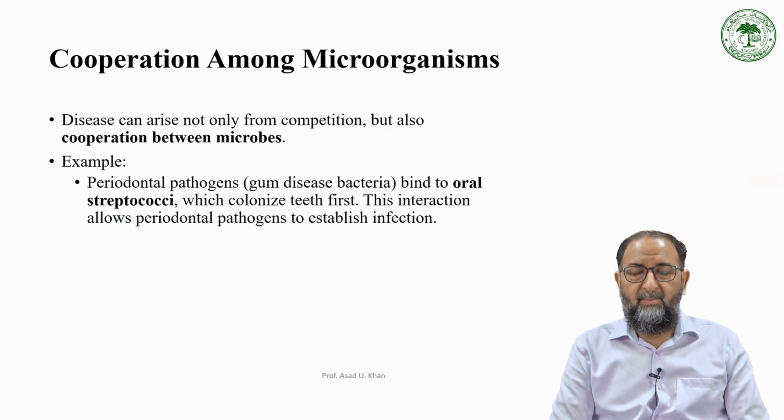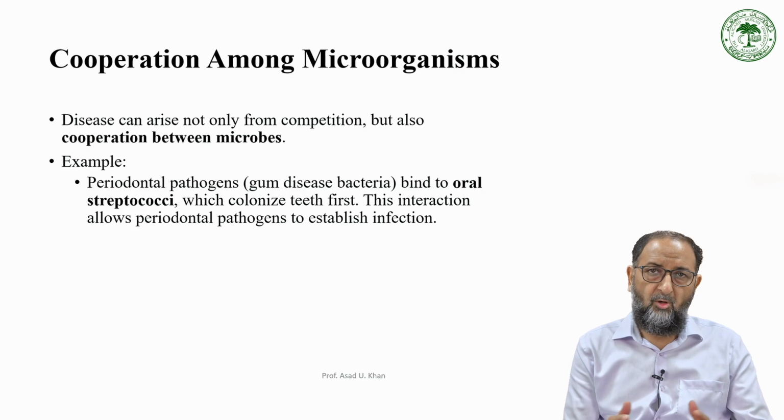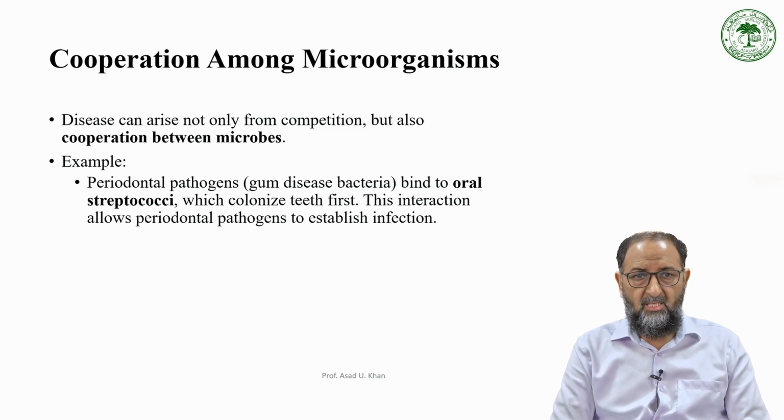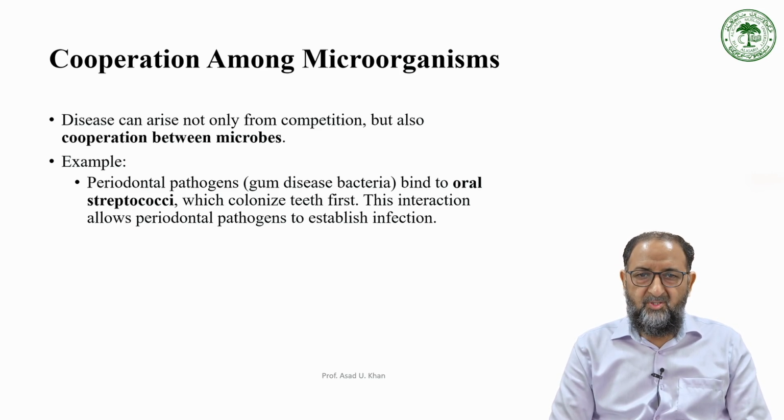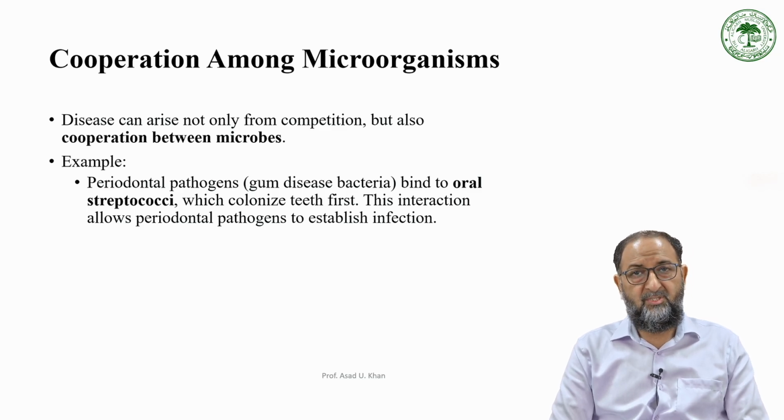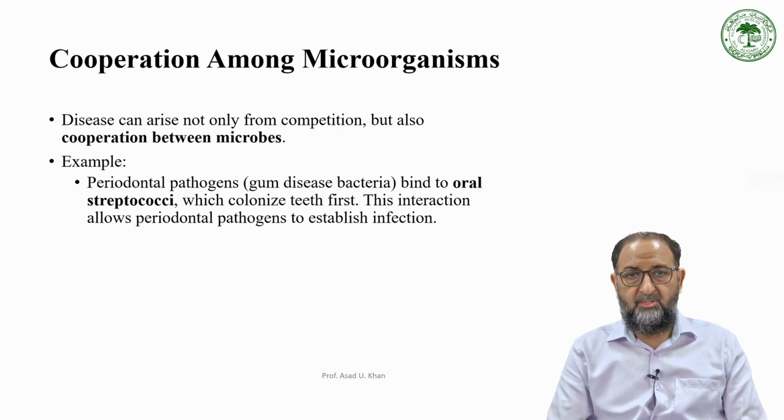Cooperation among the microorganisms: how are microorganisms cooperating? Disease can arise not only from competition, but also from cooperation between microbes. When microbes cooperate with each other, they may cause diseases. For example, periodontal pathogens, which cause gum diseases and oral cavity disease, bind to the oral streptococci which colonize the tooth surface first, and this interaction allows the periodontal pathogens to establish infection and cause tooth diseases.